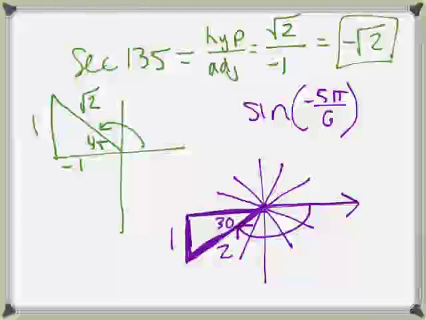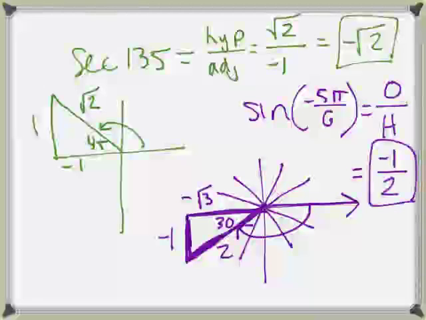Label the sides 1, 2, and square root 3. Anything need to be negative? If so, what? 1 and square root of 3. They both do. We have a downward side and a left side. What's SOHCAHTOA for sine? Opposite over hypotenuse. What's opposite of the 30? Negative 1, and hypotenuse? Positive 2. So we get negative a half.